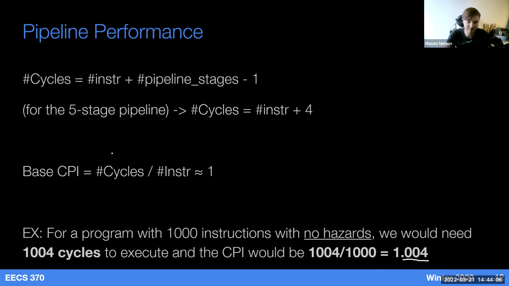And so that gets us a CPI of about one, but never exactly one. So there's like a limit there if you're thinking math. I'll actually write it out because it's a little fun. So the limit as the number of instructions approaches infinity of our CPI, assuming no hazards, is one. There we are. All right, so now let's actually get into the problems.